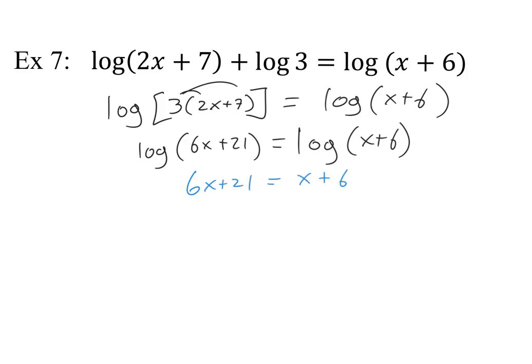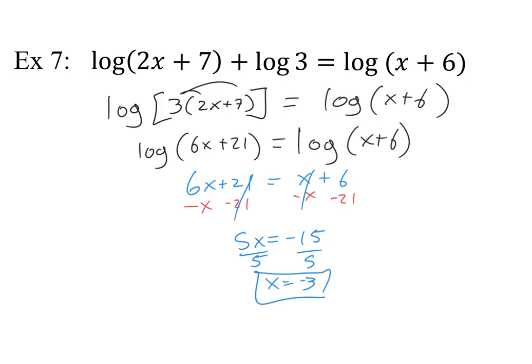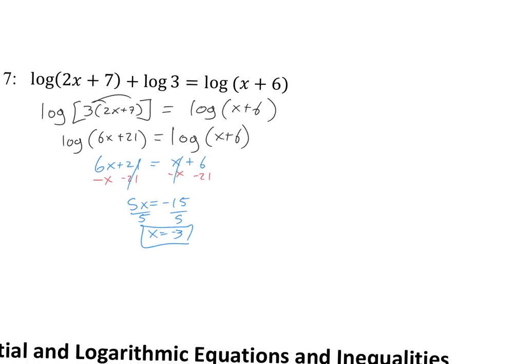And let's just go back to algebra 1. Subtract the x, subtract the x, subtract 21, subtract 21. What would I have? Let's see, these would cancel, these would cancel. I'm going to have 5x equals negative 15. Divide by 5. That means x equals negative 3. Oh, no. What does that mean? I have a negative. Is that going to be a problem? Well, let's plug it back in and see.